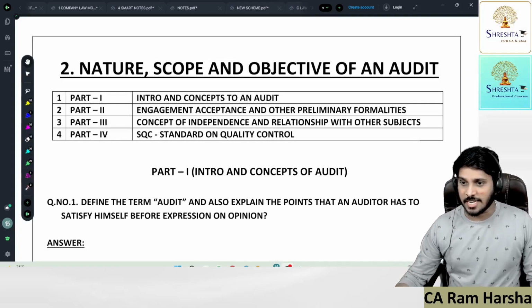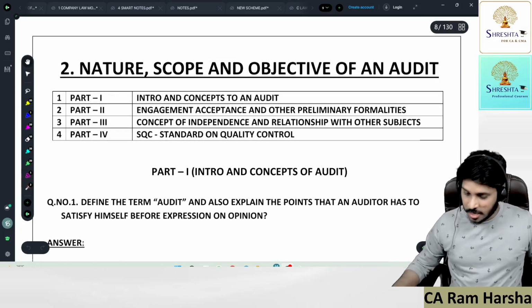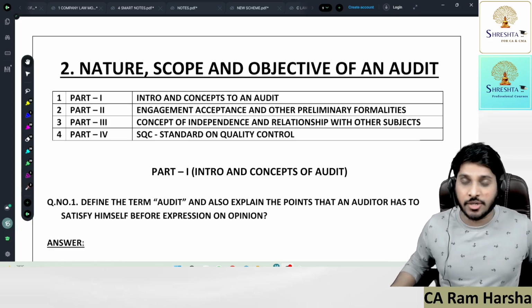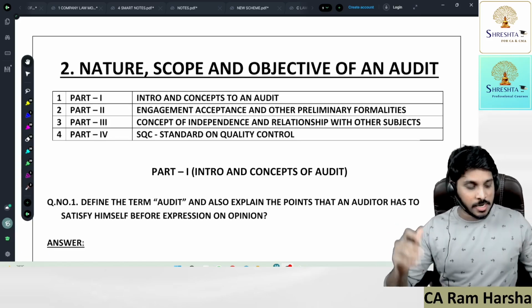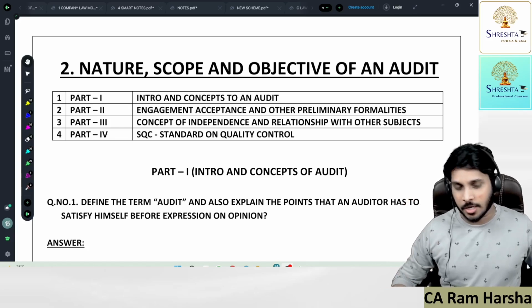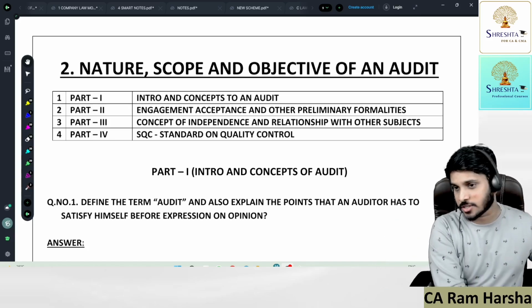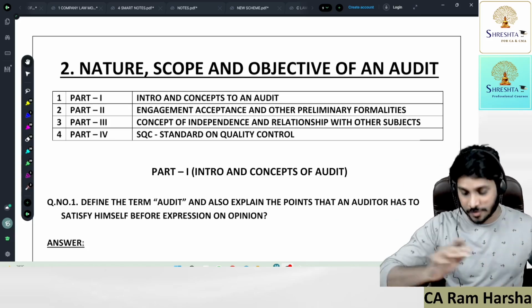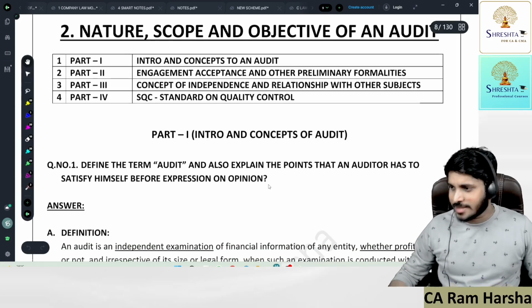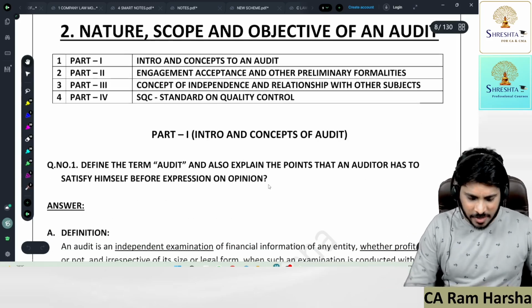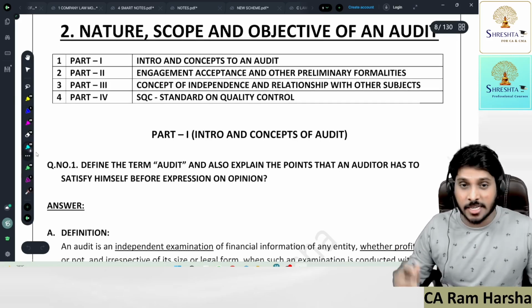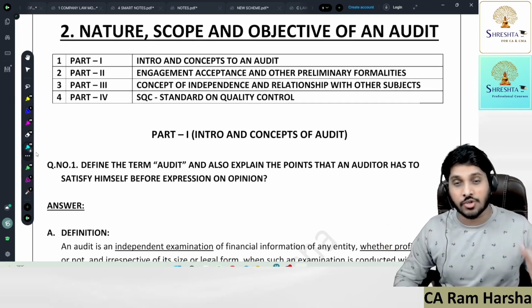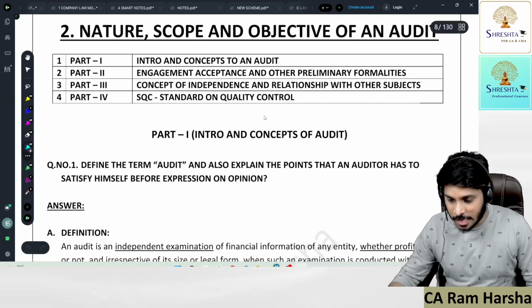So come to the second chapter, that is nature, scope, and objective of the audit. And I hope you are clear with respect to the fundamentals, the various points that we have discussed. And I hope you are really confident of them. Now, if you look at the second chapter, we are having totally 4 parts. In the second chapter, we are discussing the entire content over 4 parts approximately.